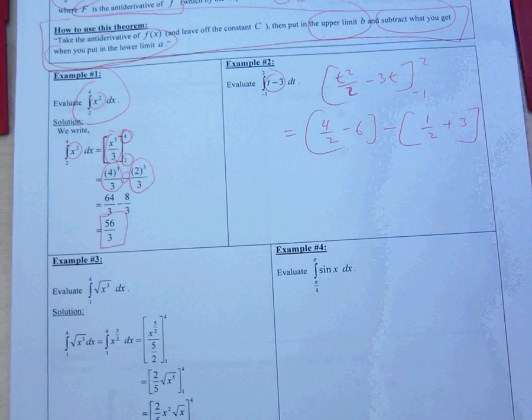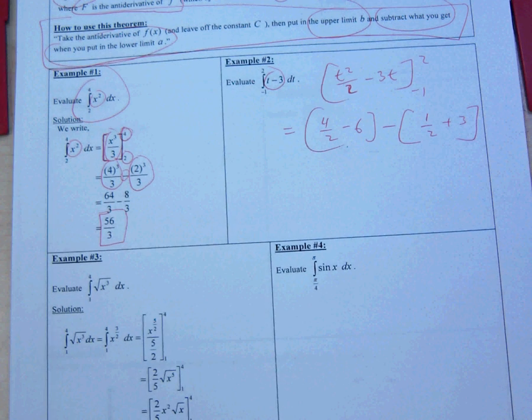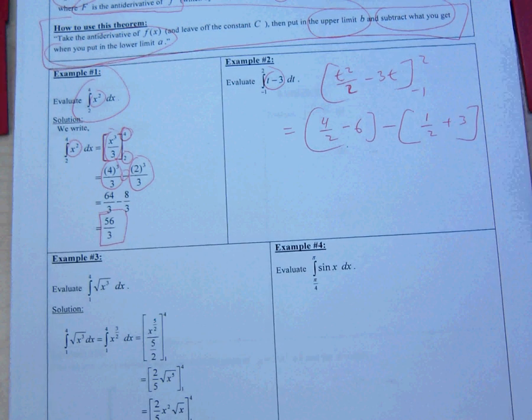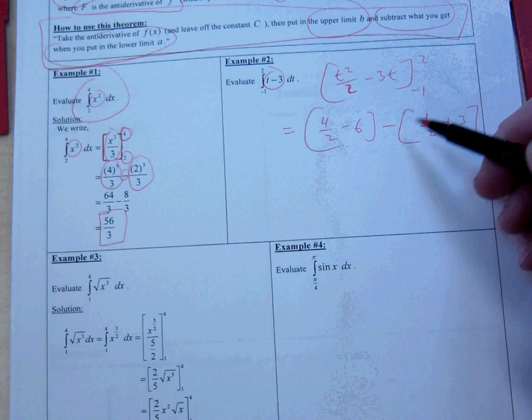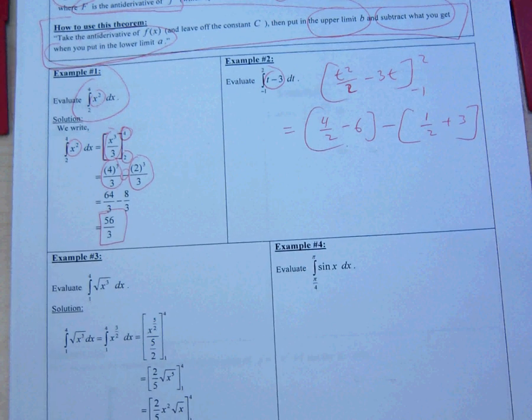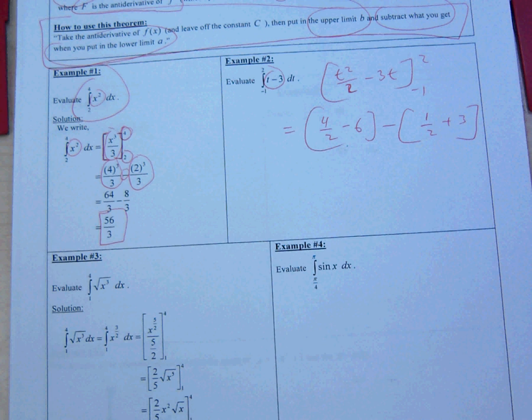Everybody agree that's what I get? When I stick in the upper limit and then subtract what I get? Let me say again. I stick in the upper limit and subtract what I get when I stick in the lower limit. Isn't that what I get? Okay? You can double check me on that, but I'm pretty sure that's it.